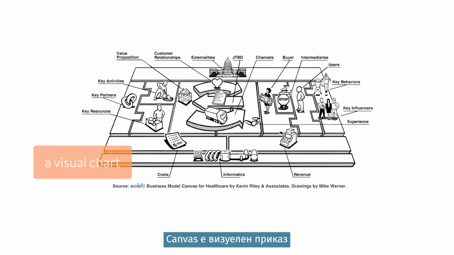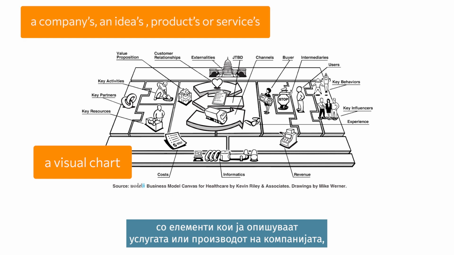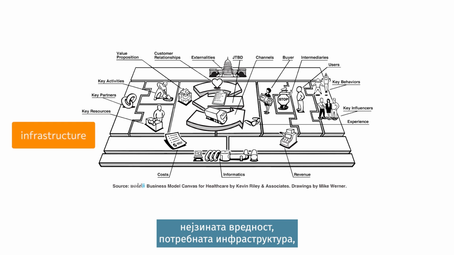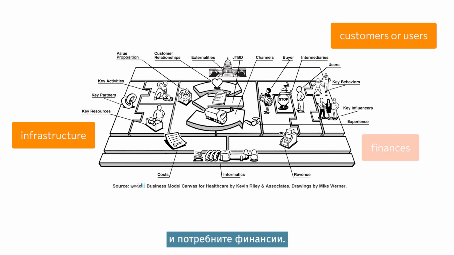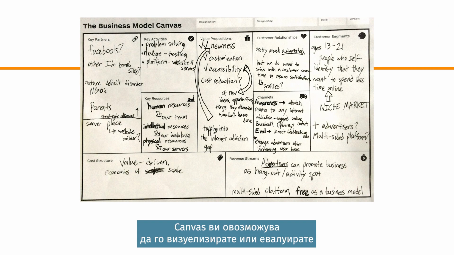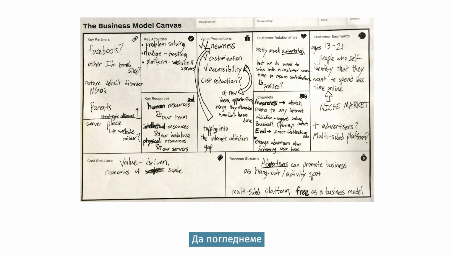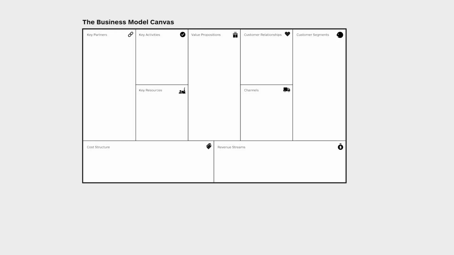BMC is a visual chart with elements describing a company's and ideas, products, or services value proposition, the needed infrastructure, the potential customers or users, and the respective finances. The BMC allows you to visualize and evaluate a business or professional concept on a single page. Let's have a look at how a business model canvas really looks and how we can use it.